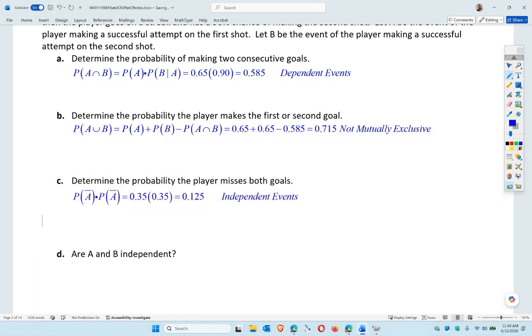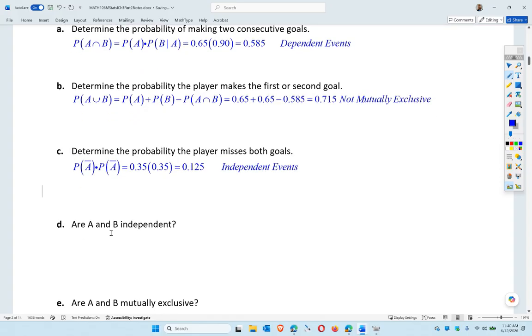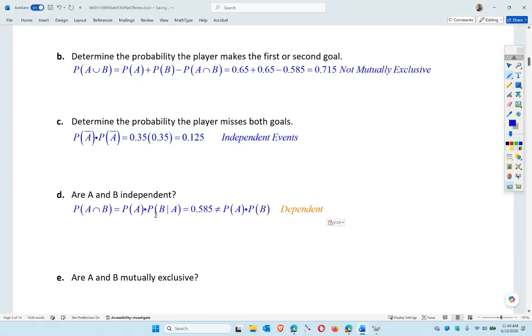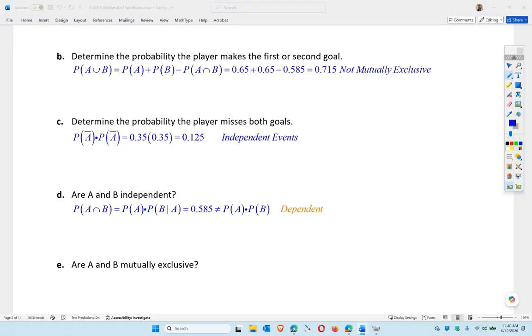Are A and B independent? Well, no. We just proved they were dependent, correct? So essentially, the multiplication of them does not equal that, because you just multiply A times B to get 65 times 65, which is not this. That's not true. Are they mutually exclusive? No, because the overlap is clearly not 0. It was 0.585, wasn't it? So that is clearly not true. Okay, that's the end of the first part.